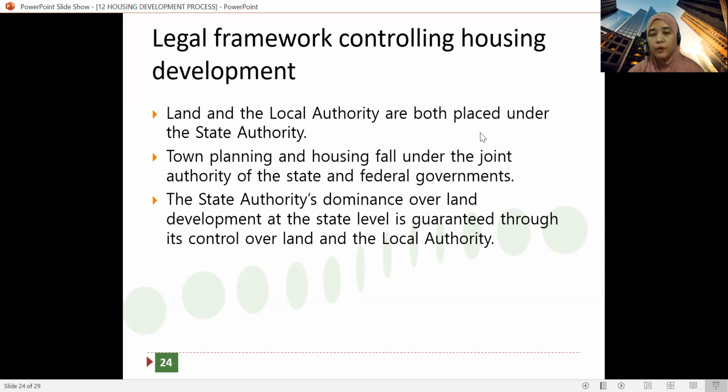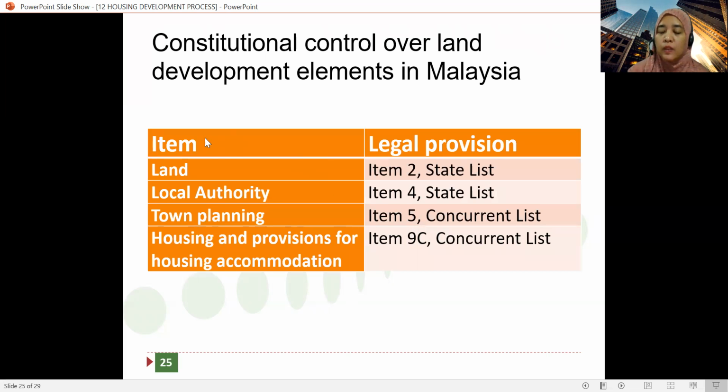So, although the federal government has come up with the national housing policy, the latest 2018 tu, dia tak boleh simply nak implement the national housing policy. National housing policy cuma boleh diberikan as a guidance kepada state authority, because at the end of the day, land is a state matter. Okay. So again, I repeat my point just now, the state authorities' dominance over land development at the state level is guaranteed through its control over land and the state and the local authority. So this summarizes my points just now.